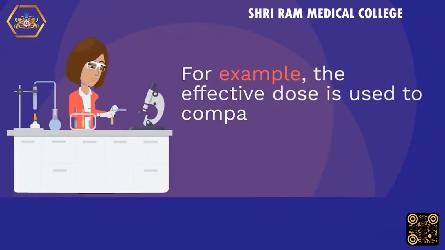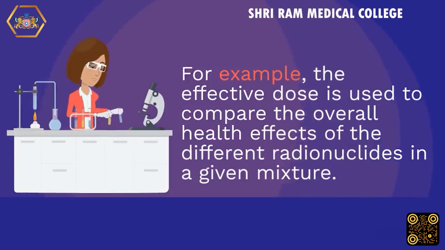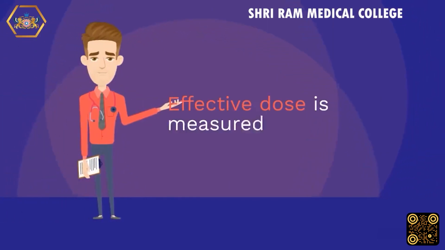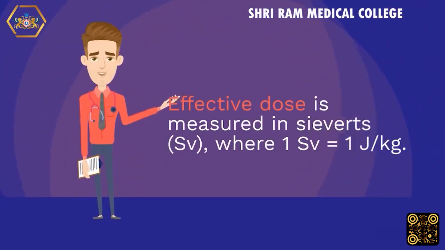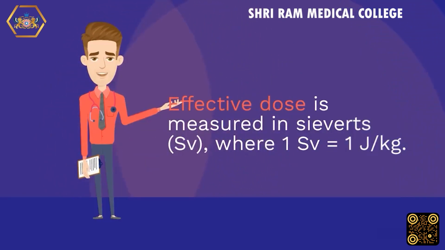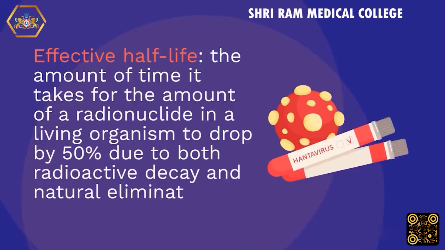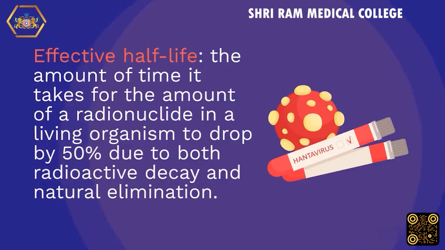For example, the effective dose is used to compare the overall health effects of the different radionuclides in a given mixture. Effective dose is measured in sieverts, Sv, where 1 Sv equals 1 J/kg. Effective half-life, the amount of time it takes for the amount of a radionuclide in a living organism to drop by 50% due to both radioactive decay and natural elimination.